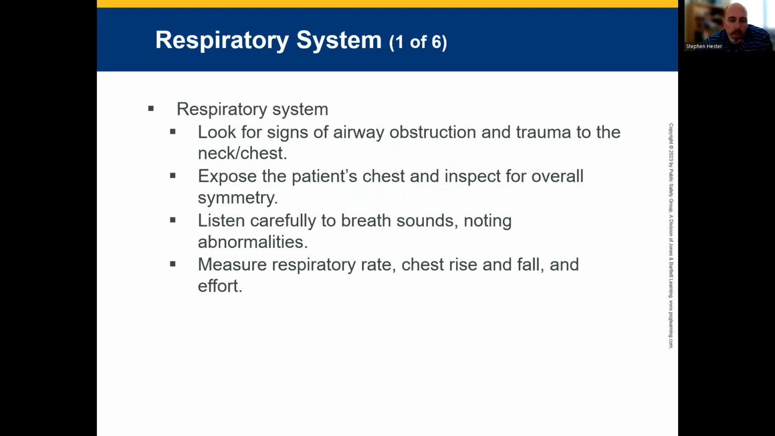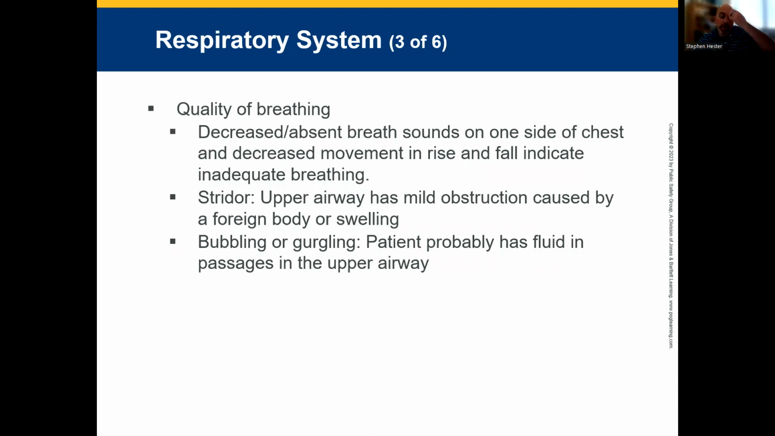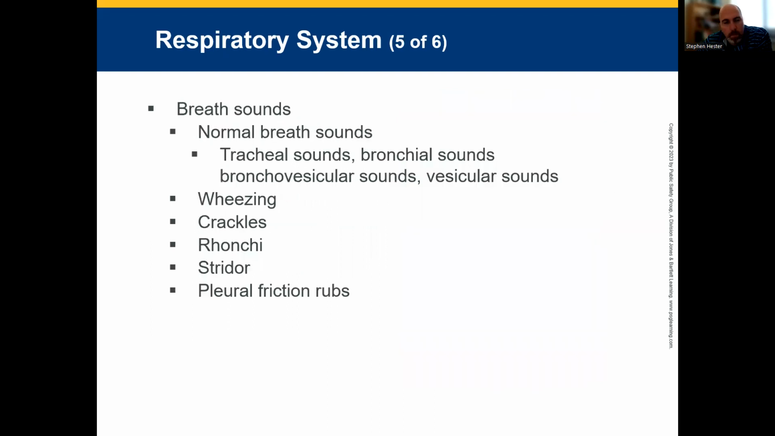Your respiratory system here, what you're looking for. So making sure the respiratory rate's normal, the rhythm's normal, and if it is abnormal, what are we going to do to fix it? Okay. Possible decreased breath sounds on one side. Stridor, upper airway has a mild obstruction caused by a foreign body, bubbling or gurgling. And then make sure that you check your lung sounds, anterior, posterior, and your midclavicular fields. And then being able to recognize each one of these.